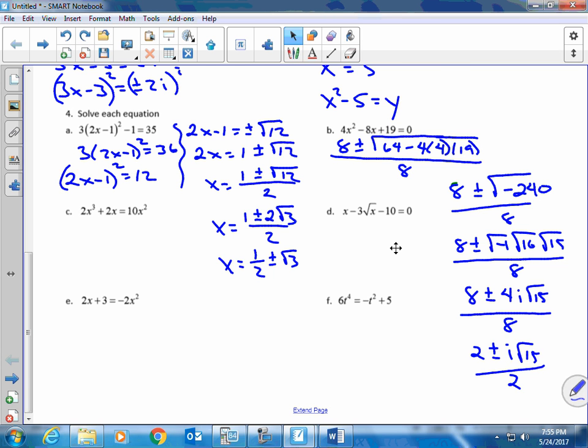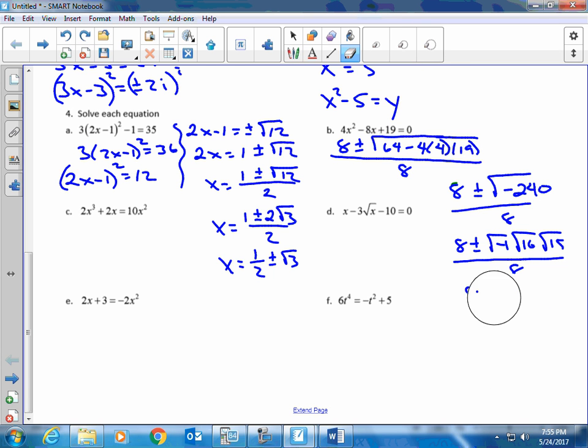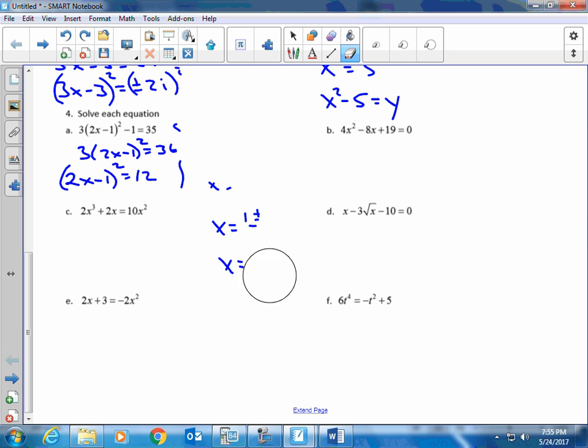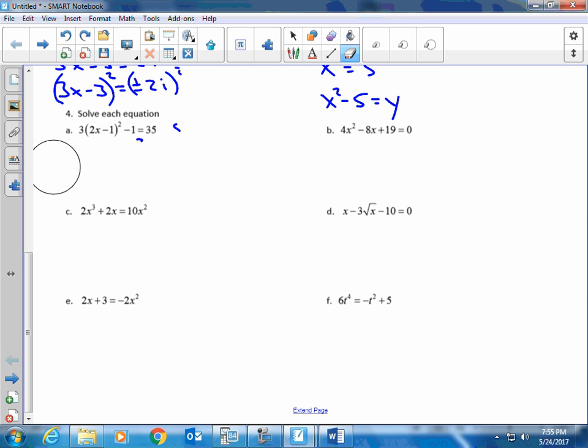All right, I got a lot of stuff going on the sides. Let's get rid of some of this. All right, question C. First step, I need to get everything equal to 0.